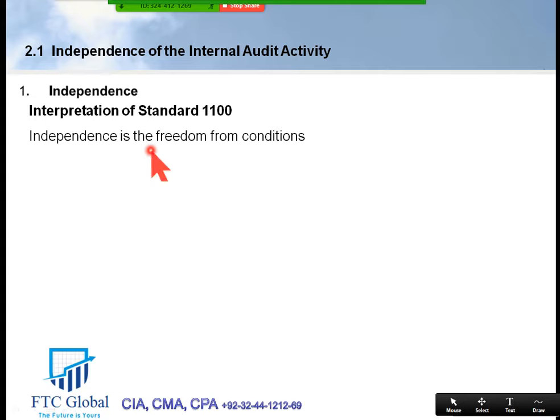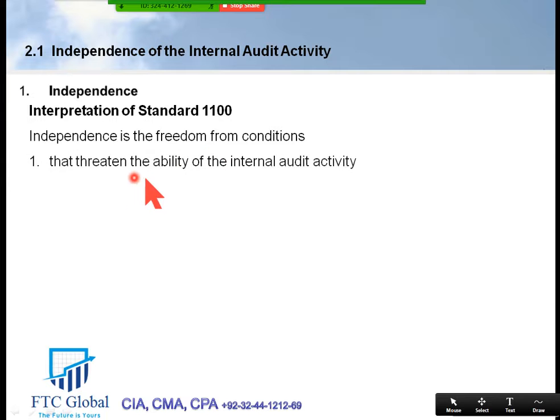Remember, the internal audit department must be independent and the internal auditor working in that department must be objective. So we are going to see in much more specific terms how the Institute of Internal Auditors explains independence and objectivity. Independence is in fact the freedom from conditions. Which conditions? It's freedom from conditions that threaten the ability of the internal audit department.